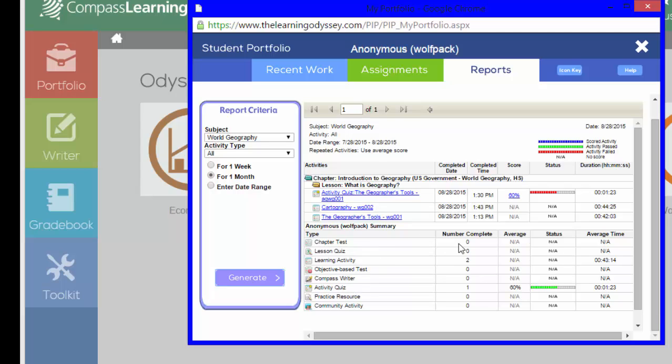And then down here you can see they did 2 learning activities. That would be the 2 video lessons right there, and 1 activity quiz. And it says that they spent about 43 minutes watching the 2 learning activities and about 1 minute doing the quiz. Hopefully your student will do a little bit more than that.